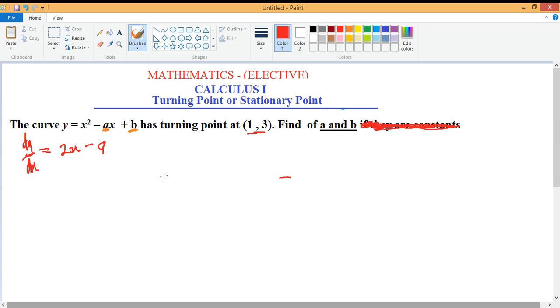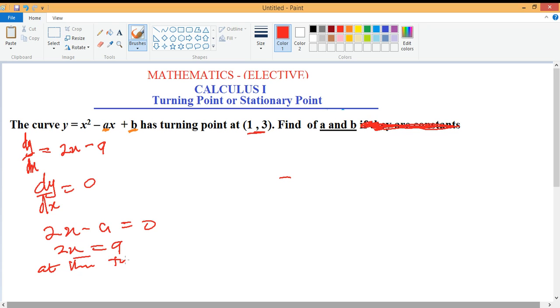Good. This is a turning point. Once it's a turning point, our dy over dx is equal to 0. If dy/dx is equal to 0, it implies 2x minus a is equal to 0. It means 2x is equal to a. But note, at the turning point, x is equal to 1. We can get that from the question.